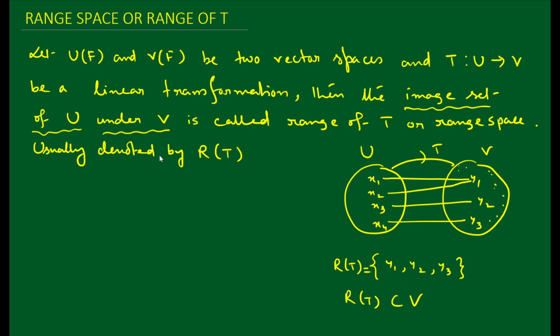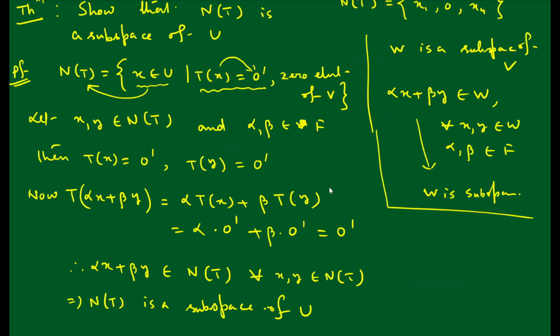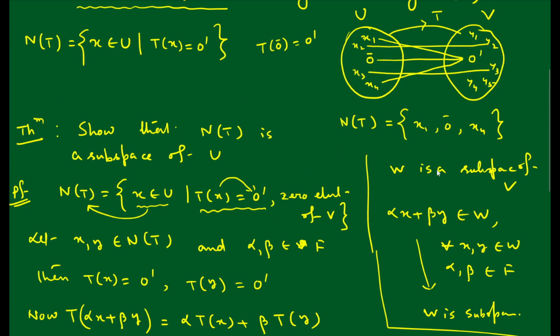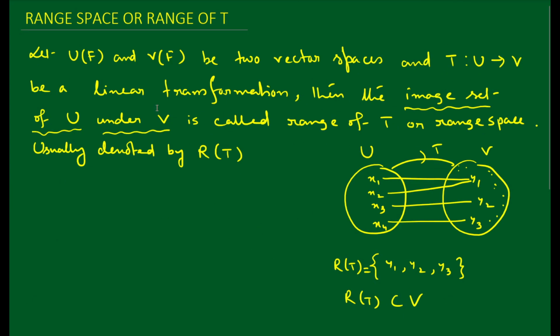V. But in null space, see, null space में क्या था? Null space N of T is a subspace of U. Okay, null space is a subset of U. So null space lies under U, but the range space will be inside what? V. ओके, इज इट क्लियर? सो इट इज डिनोटेड बाय आर ऑफ टी.